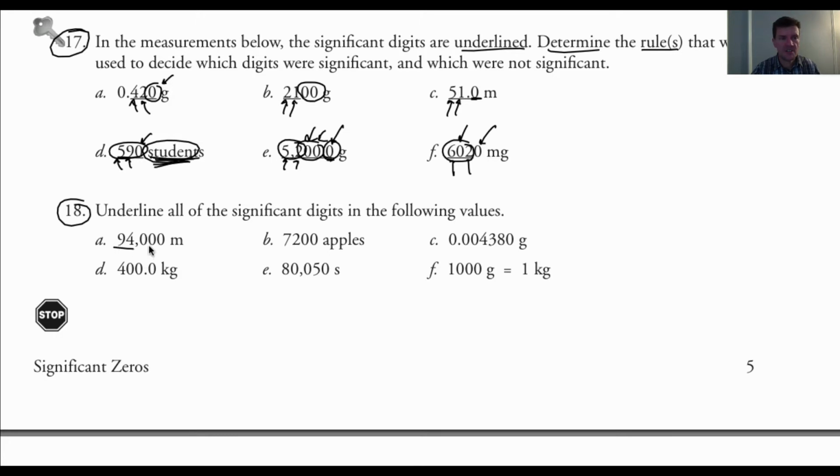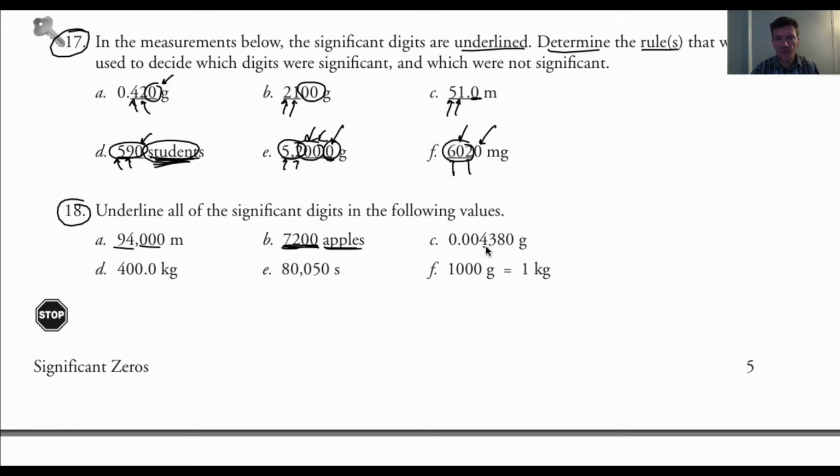9 and 4 are significant. Those 3 zeros are placeholders. 7, 2, but notice you're counting. Always check what the units are. In this case, you're counting something. So all 4 of these are going to be significant because it is an exact number.